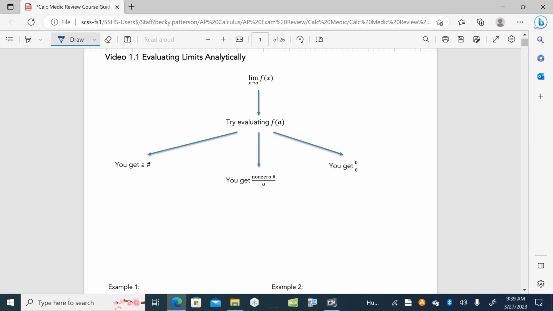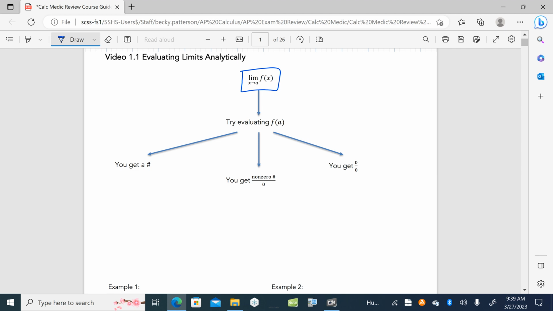So this review video is going to be on limits and evaluating limits and other tricks and tools that you can use to evaluate a limit. And this is all going to be mostly for this unit, it's going to be analytically, which means without a graph. So the first thing you're going to see is the limit of a function.